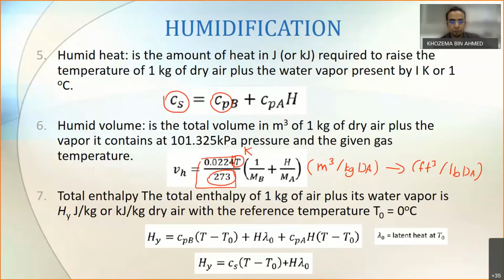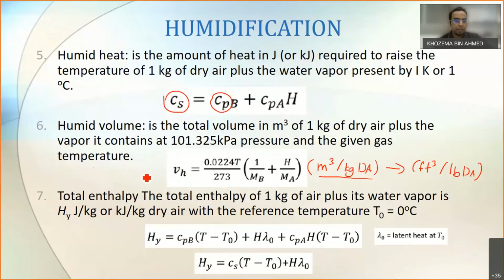So whenever you see this equation, you have to be careful that when you use this equation, when you substitute all the values, the temperature, the MB, the H and MA, you press your calculator, the unit will automatically be fixed for meter cube per kg dry air.